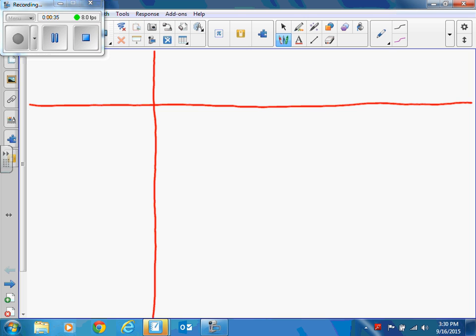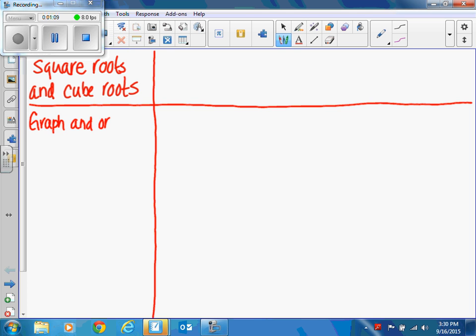All right, so for our heading today, it's going to be square roots and cube roots. Before we start, we do have to talk about some prerequisite knowledge that we will need to have for this topic. So the first thing is to graph and order real numbers.